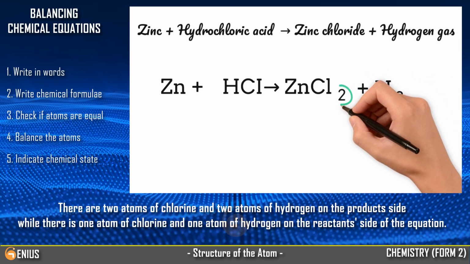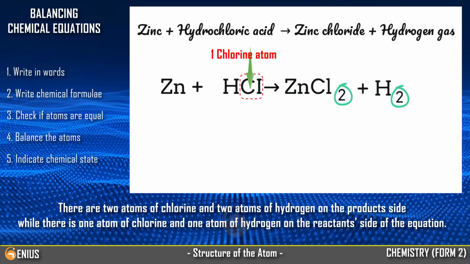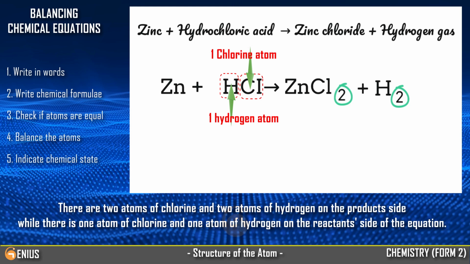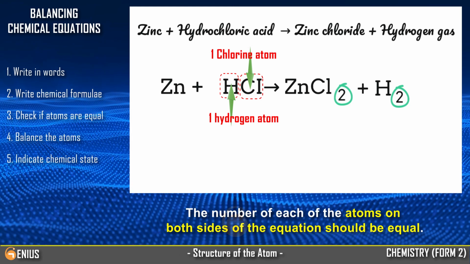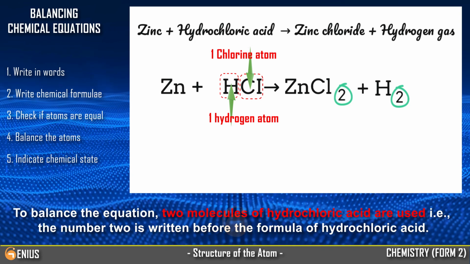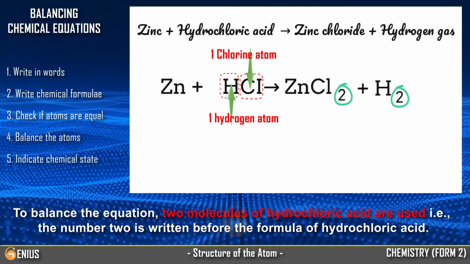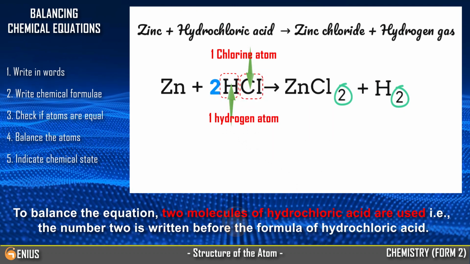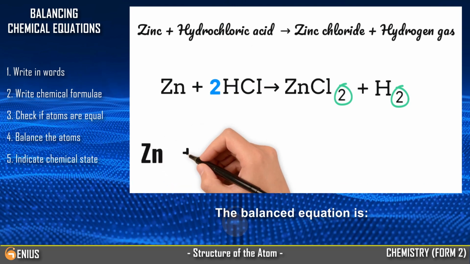There are 2 atoms of chlorine and 2 atoms of hydrogen on the product side, while there is 1 atom of chlorine and 1 atom of hydrogen on the reactant side of the equation. The number of each of the atoms on both sides of the equation should be equal. To balance the equation, 2 molecules of hydrochloric acid are used, i.e., the number 2 is written before the formula of hydrochloric acid. The balanced equation is as shown.